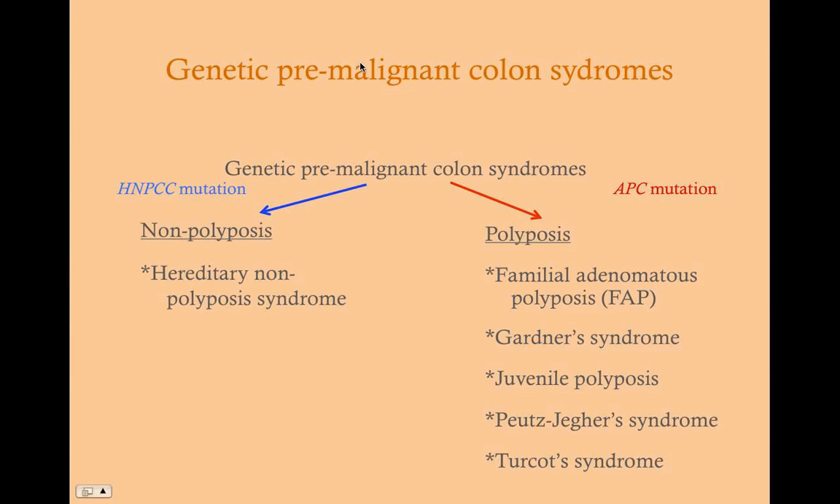All right, let's talk about the genetic pre-malignant colon syndromes. So this is a set of syndromes, one of which we talked about already, and these are all genetic, so they all have family history. Now, the first one we already talked about, hereditary non-polyposis syndrome, that's a mutation of the HNPCC gene. The rest of them that we're going to talk about are mutations of the APC gene, and these are a little bit more severe, so we have to take these into greater consideration.